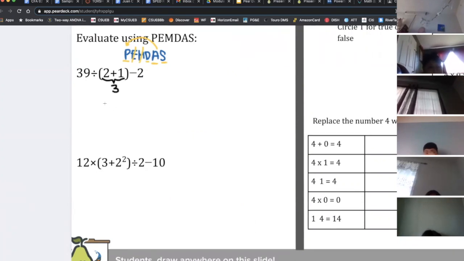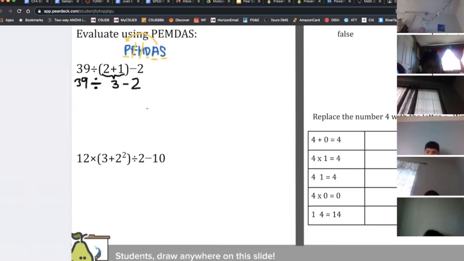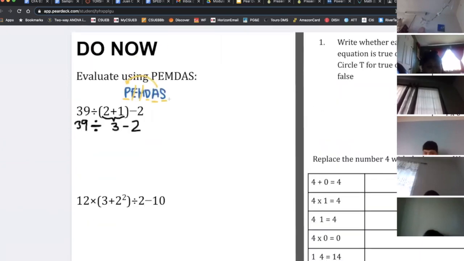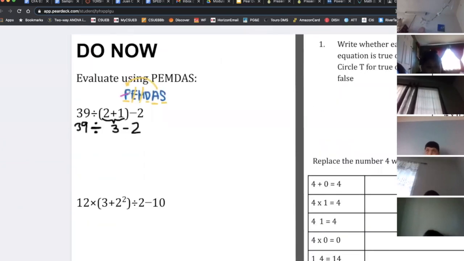What should I do from here? Bring down the 39 divided by. Okay. So 39 divided by, bring that 3 down. So I'm rewriting the expression now, correct? Yes. So I want you to say that we're going to rewrite the expression. We're going to rewrite the expression. Okay, so I'm rewriting the expression: 39 divided by 3 this time, minus 2. Now what's next in our steps? So we took care of parentheses, so I'll put a little X through that. What's next?